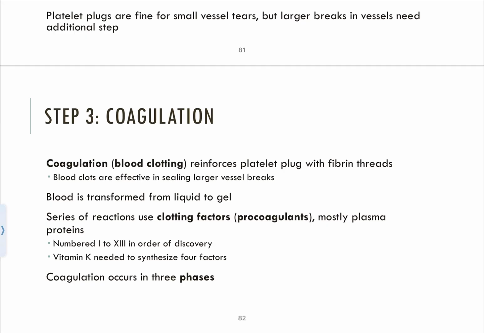The clotting factors were ordered in the number of discovery, so 1 through 8, not the order in which the clotting factors are used in these series of steps. So you'll see they're out of order. It doesn't go 1, 2, 3, 4, 5, because again, it was by order of discovery. We also need vitamin K to synthesize 4 of these factors. So vitamin K is essential in our diet in order for us to properly form blood clots.